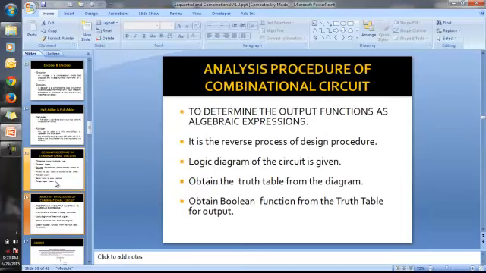Analysis procedure of combinational circuit. To determine the output functions as algebraic expressions, it is a reverse process of the design procedure. A logical diagram of the circuit is given, then obtain the truth table from the diagram, and obtain the Boolean function from the truth table for output.